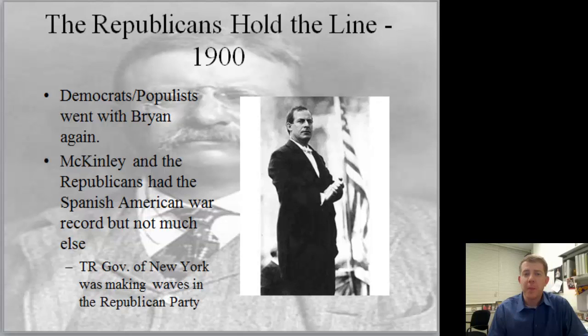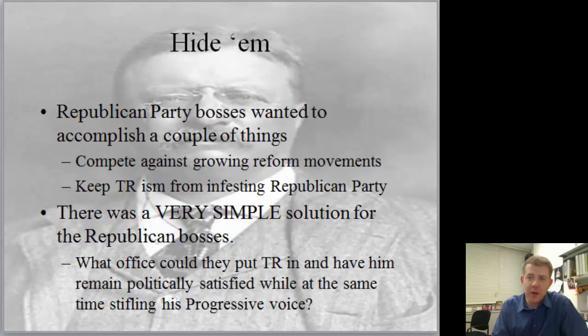And so the problem with Teddy Roosevelt for the Republicans is that the mainstream Republican Party, the power base of the Republican Party, was not progressive. And so they decided in 1900 that they were going to run their incumbent, William McKinley, for president, but they had this problem of Teddy Roosevelt, because he was becoming a popular politician in New York as a progressive governor. And so the Republican Party bosses decided to hide Teddy Roosevelt.